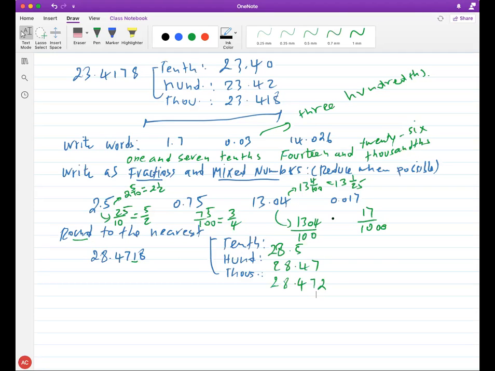Now, Professor, the 13.04, could it have also been reduced to 13 and 1/10?